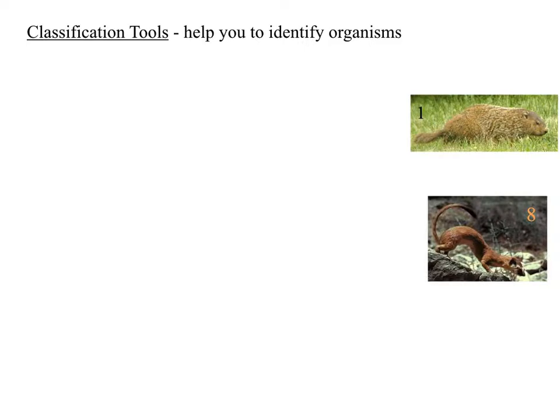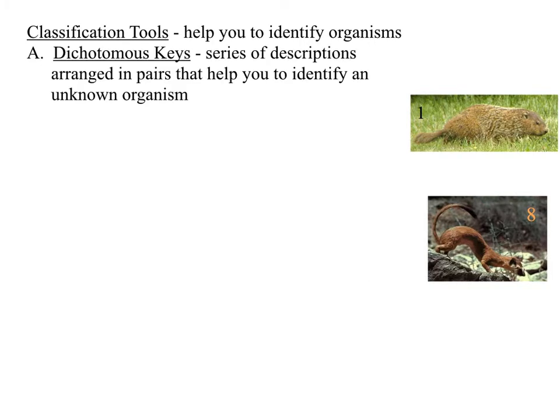So we also have some classification tools that we use to help us identify organisms. And the first one we're going to talk about is called a dichotomous key. A dichotomous key is a series of descriptions that are arranged in pairs. That's an important part, that arranged in pairs part. And they're going to help you identify an unknown organism.